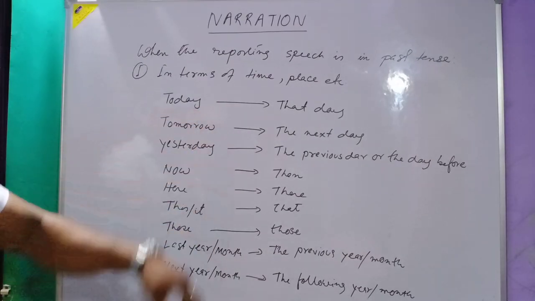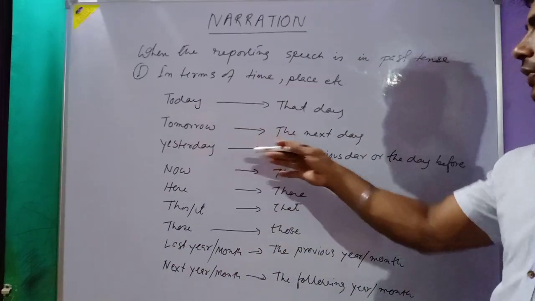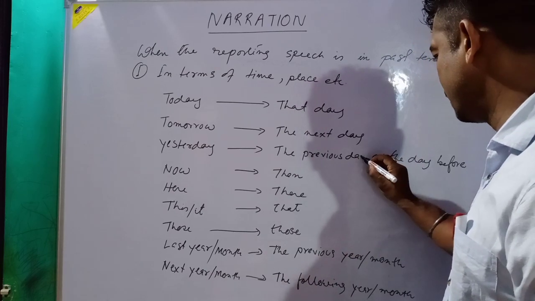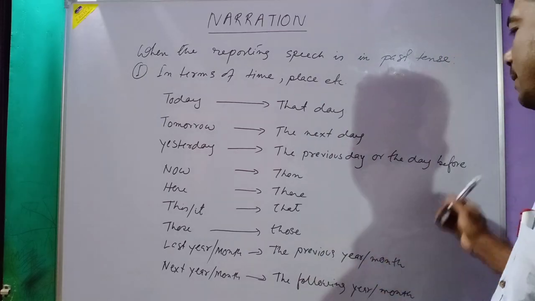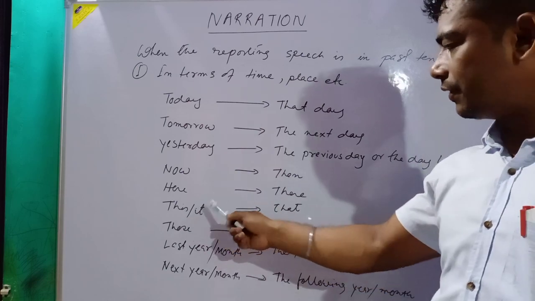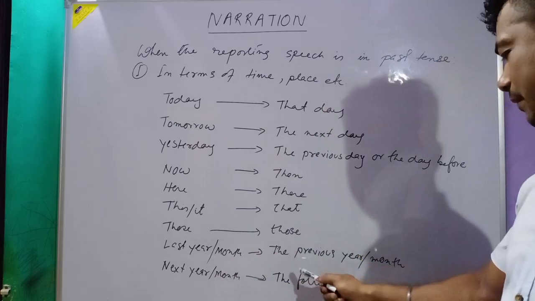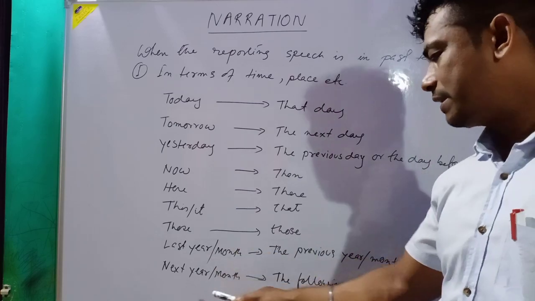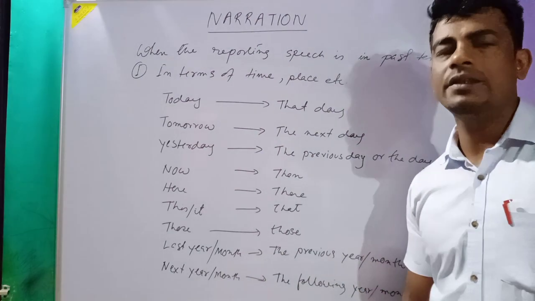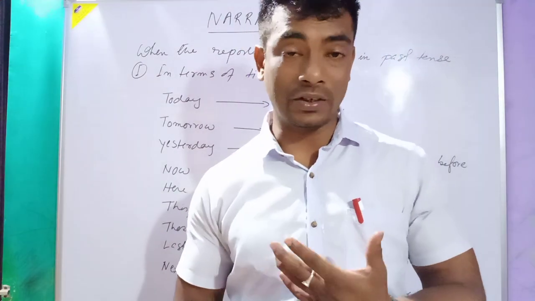Okay. Today becomes that day. Tomorrow becomes the next day. Yesterday becomes the previous day, or the day before. Now becomes then. Here becomes there. This becomes that, these become those. Last year, last month becomes the previous year, the previous month. Next year, next month becomes the following year, the following month. Hither, thither are used, but in modern English we don't use them. That's why I'm not giving that.